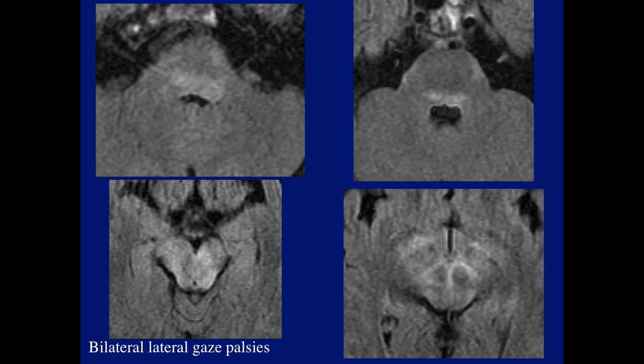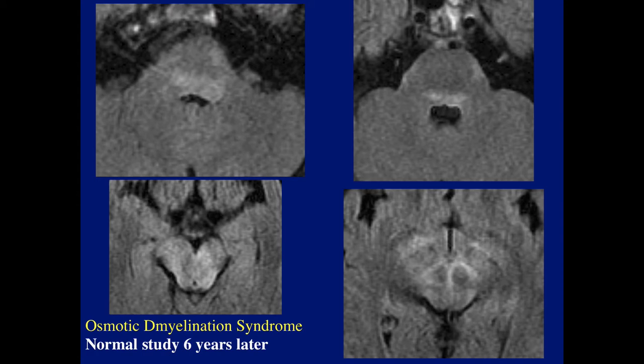Okay, what is this abnormality with bilateral 6th nerve palsies? It was mentioned earlier in this talk by somebody. Correct. As Ben said, and Nate, this is osmotic demyelinating syndrome, which is not the appropriate term, but central myelinolysis. An interesting thing is that these images became normal in a follow-up study 6 years later.